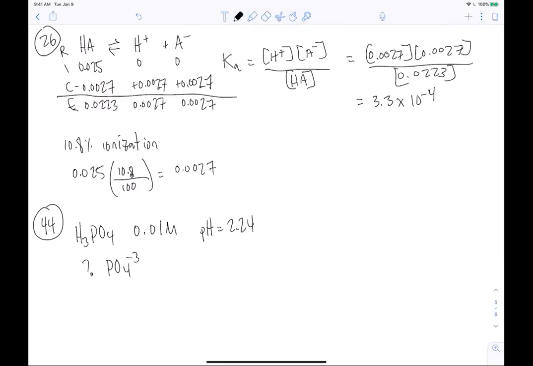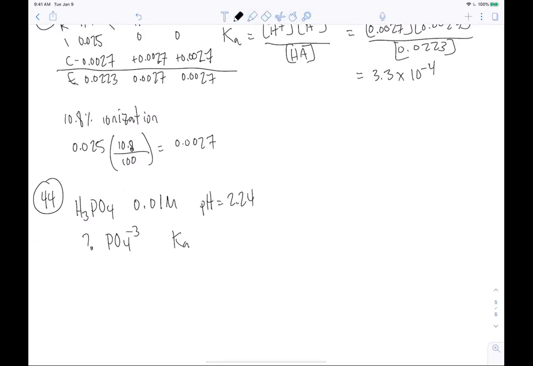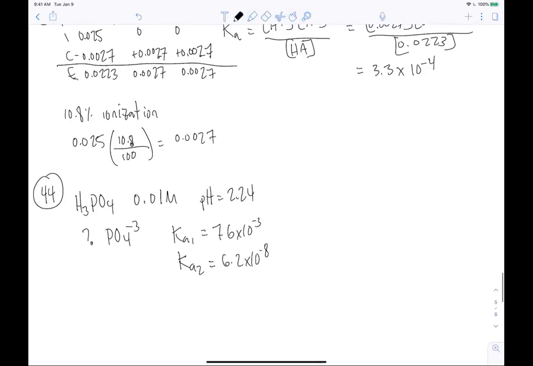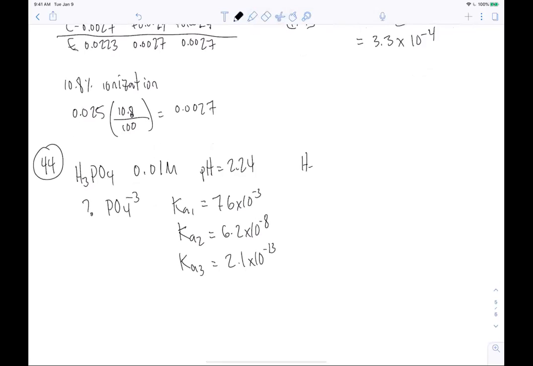And then it gives you values here. Ka1 is equal to 7.6 times 10 to the minus 3. Ka2 is equal to 6.2 times 10 to the minus 8. And Ka3 is equal to 2.1 times 10 to the minus 13. So what they're referring to here is that's going to be Ka1.